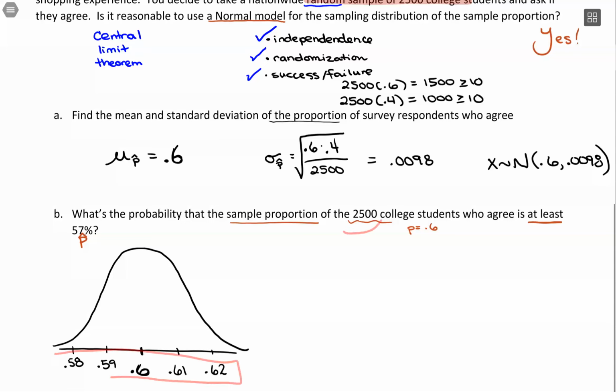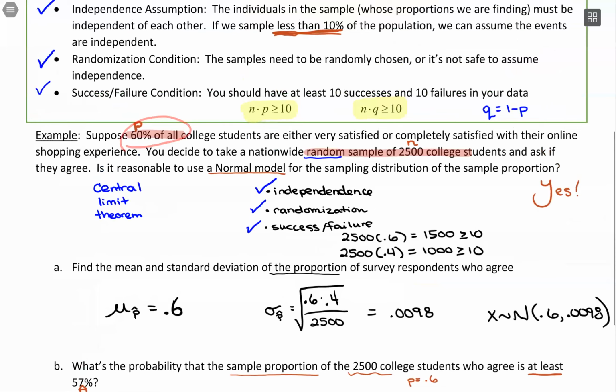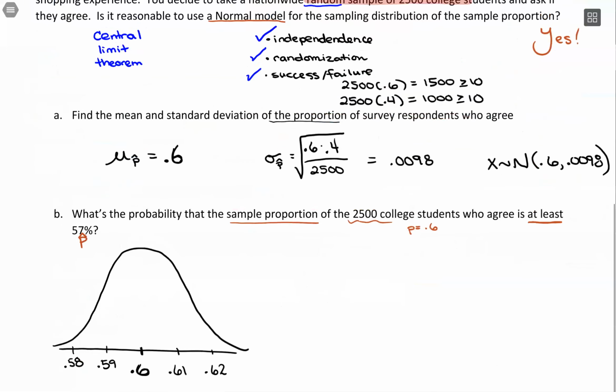Taking a random sample of 2,500 college students, expecting 60% to agree based on the data that they have from the population. That's what we would expect from a random sample. But again, with these random samples, we should have a little bit of variability of going above and below, and it's just a matter of what the standard deviation is. So taking a sample of 2,500 and seeing 61% agree, not that unlikely.